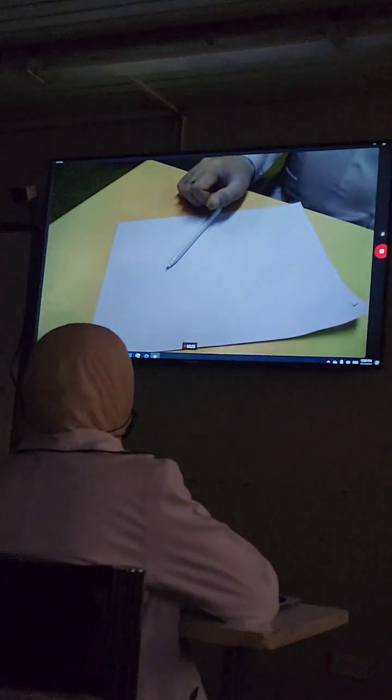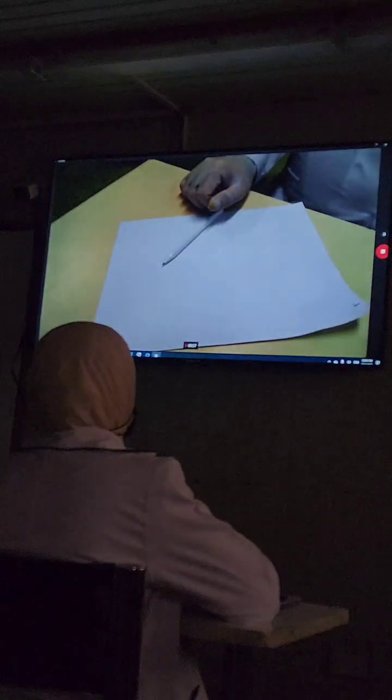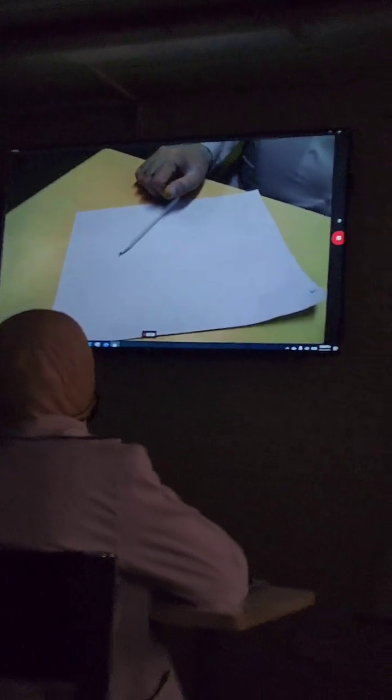peritoneum down to the skin and fascia of the back.